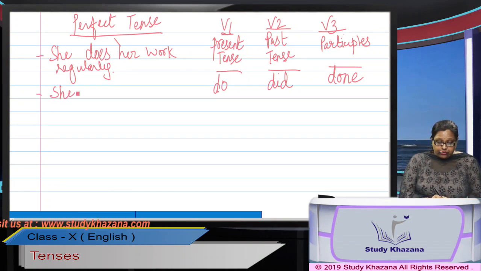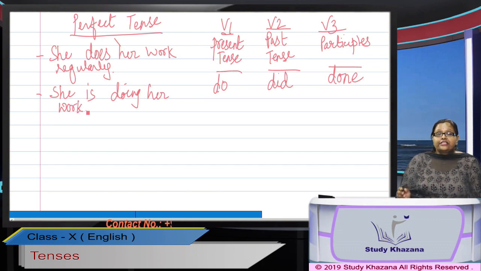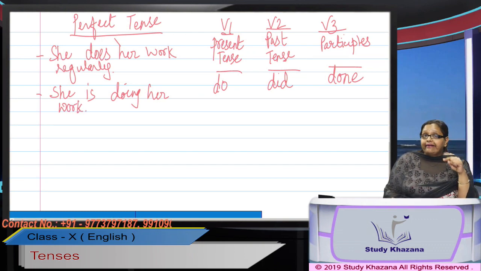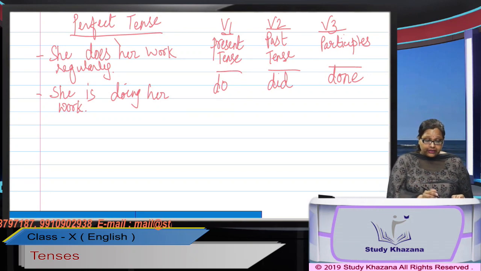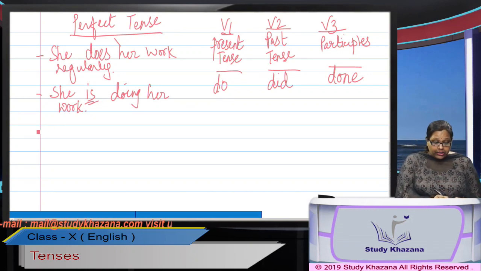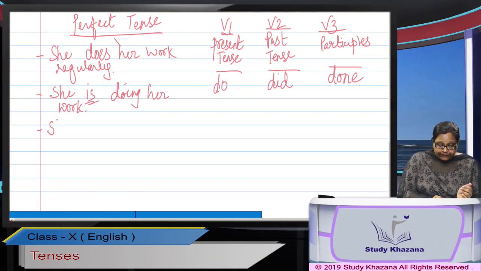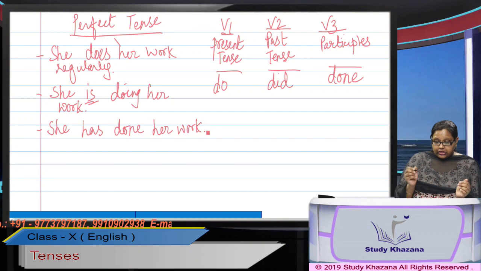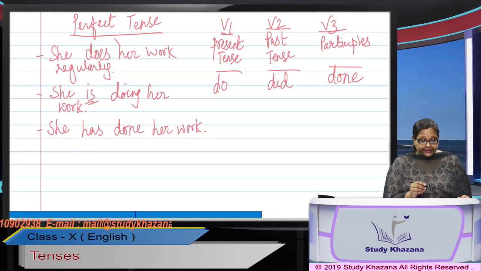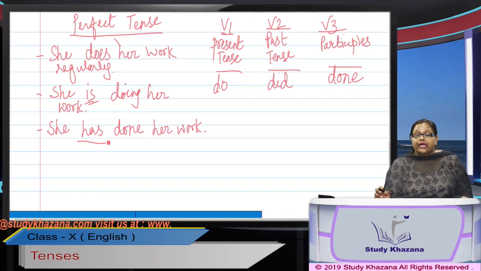Now if I change it into continuous form, she is doing her work. This denotes an action which she is doing right now because the ing form is there and the auxiliary is there. Now if I say perfect tense, and particularly we are talking about present perfect, so I will say she has done her work. Now coming to the formation of a perfect tense, here also we have used an auxiliary.